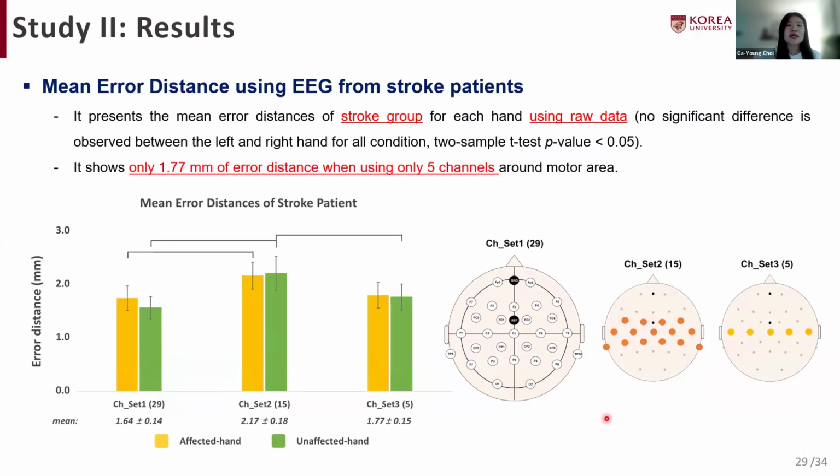Finally, we validate the clinical feasibility using actual stroke data. As a result, despite the different neurological patterns observed in the EEGs of stroke patients compared to those of healthy individuals, all channels showed a mean error distance of approximately 2 millimeters. In particular, the error distance was only 1.77 millimeters when using only 5 channels around the motor area, and there are no significant differences between the paretic or non-paretic hand condition.